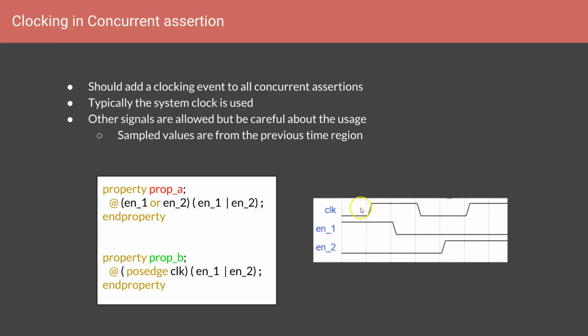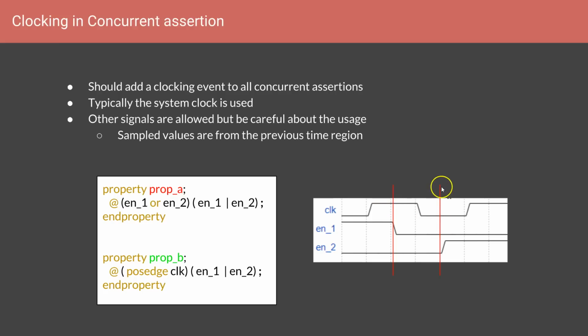Assume that at any point in time, this is a clock signal, and this is enable signal 1 and enable signal 2. In the case of property A, which is not using any clock signal for the clocking event, but just using enable 1 or enable 2, this is the point where enable 1 is changing. So this is the first point when this property is getting evaluated. You can see that at this point either enable 1 or enable 2 should be high, because the sampled value from the previous time slot is these values, which are 1 and 0. So this property will be satisfied.